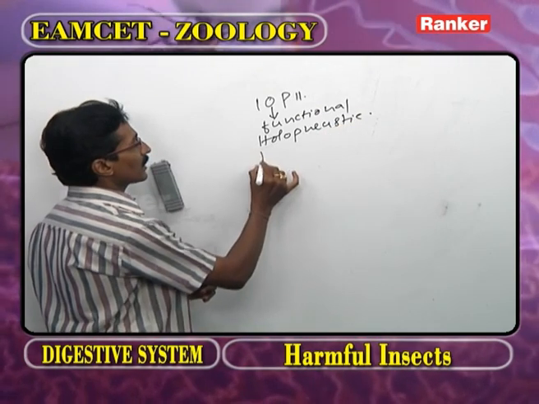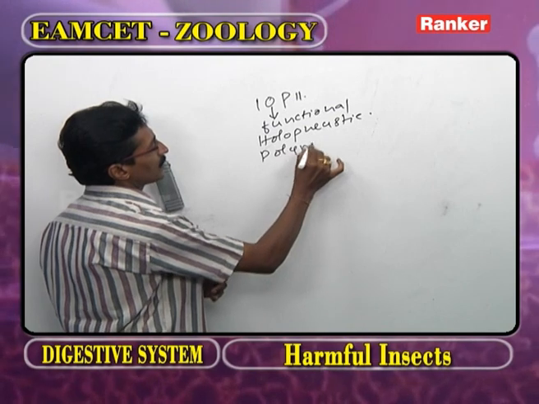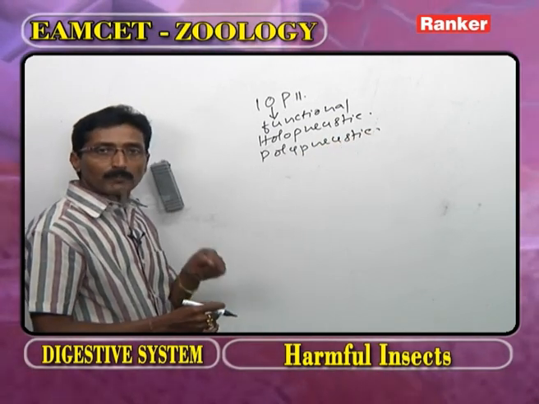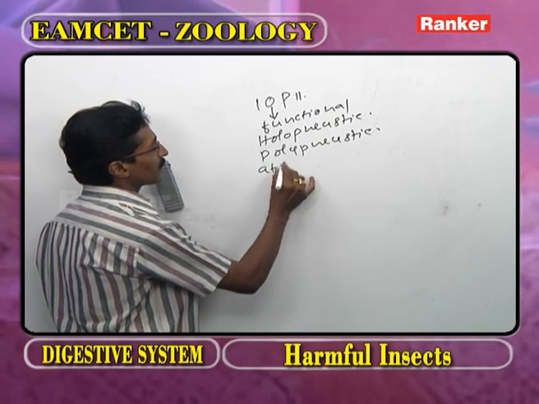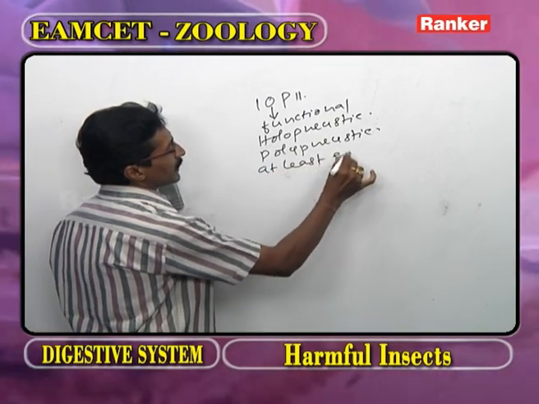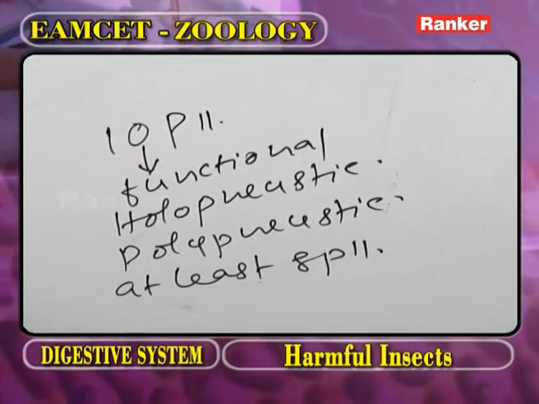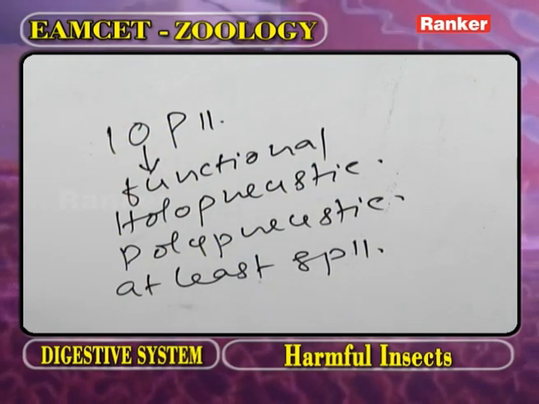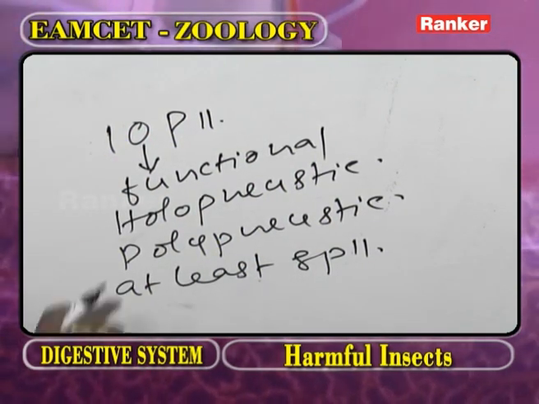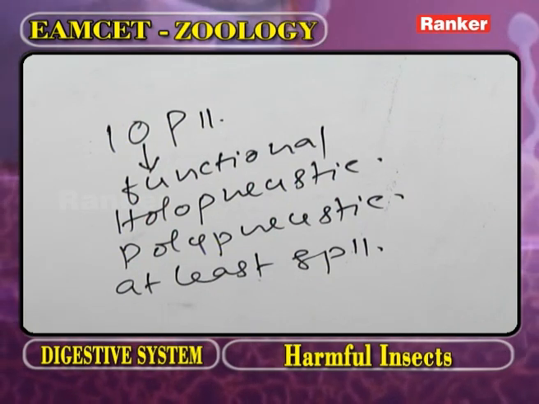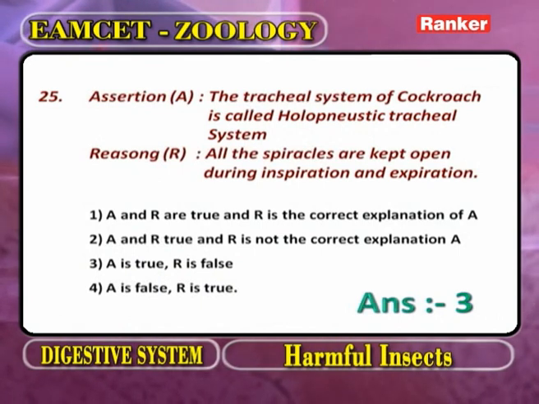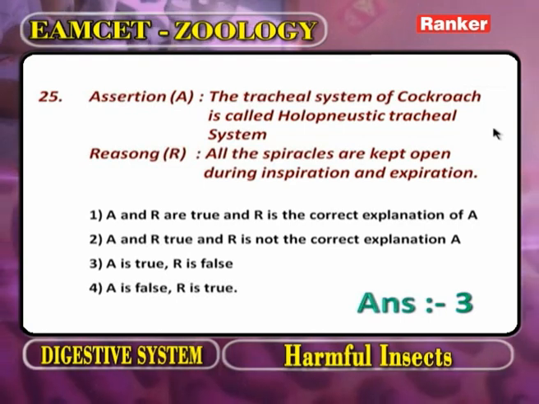Now, what is meant by polyneustic? Out of 10 pairs of spiracles, if at least 8 pairs are functional, that condition we call polyneustic. But in the body of cockroach, all 10 pairs are functional, so it is called holoneustic. Now, regarding this question, the assertion: in the tracheal system of cockroach, the condition is holoneustic. All 10 pairs are functional.